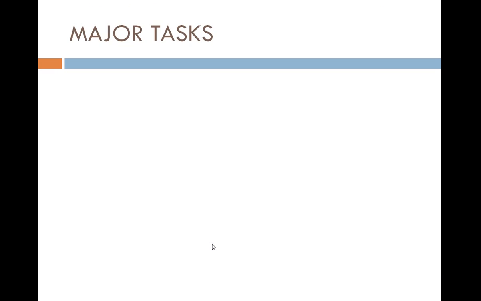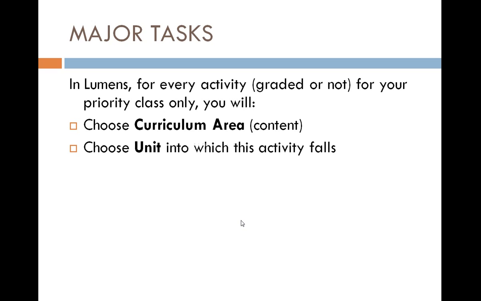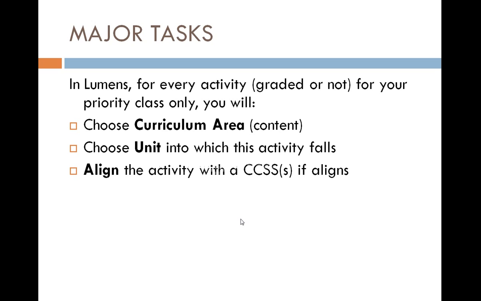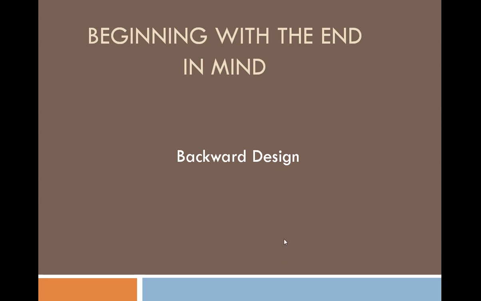or another video that will describe in detail how to put those things in there if you would like to look at that. So our major tasks then, in Lumens, for every activity, graded or not, you are going to choose the district curriculum area, so organize it into the correct curriculum area. You're going to choose a unit, so organize it into a unit. You're going to align the activity with the Missouri Learning Standard on one of the bottom tabs, if it does align. And then you're going to attach that activity, if it's not just a page in a book that you can describe in the description.